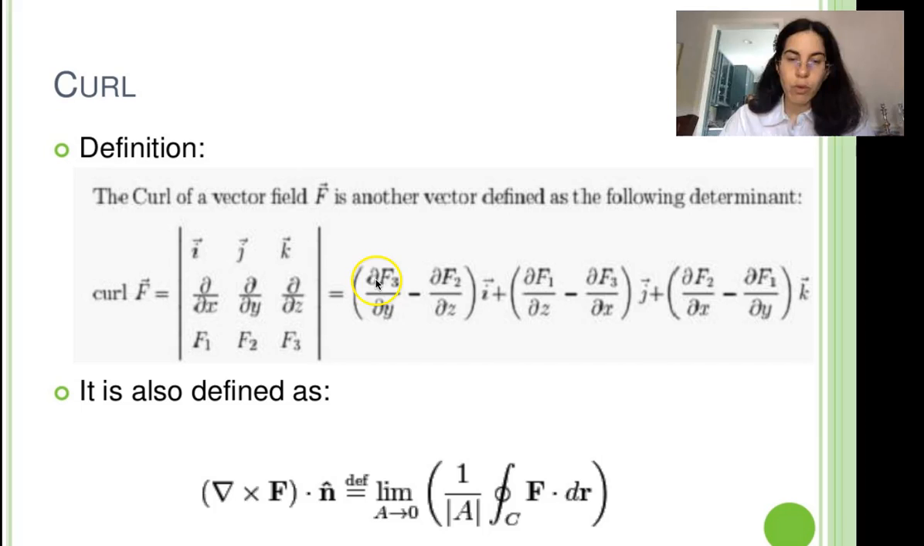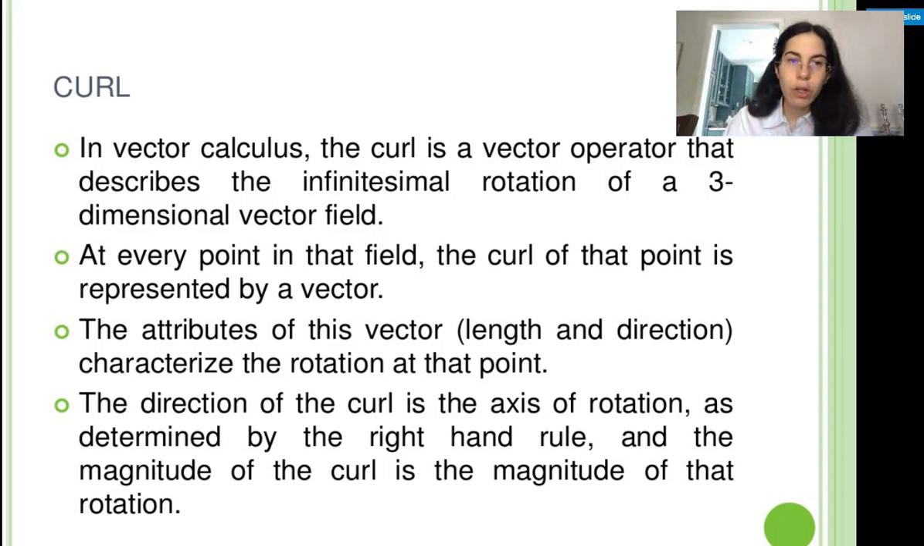You can see rate of change in y and z in the x direction, rate of change of z and x in the y direction, rate of change of x and y in the z direction, and there is your curl. The curl is the vector operator that describes the rotation of the vector field. At every point of that field, you can see the curl of that point that characterizes the rotation.